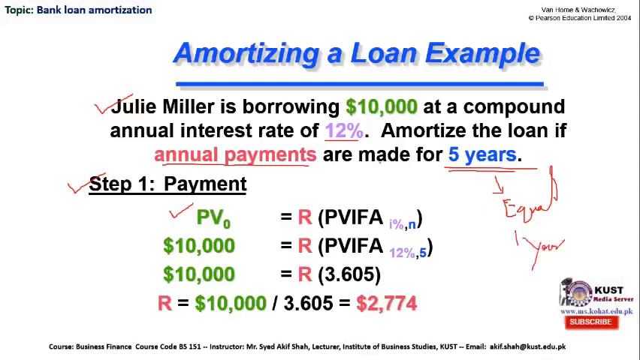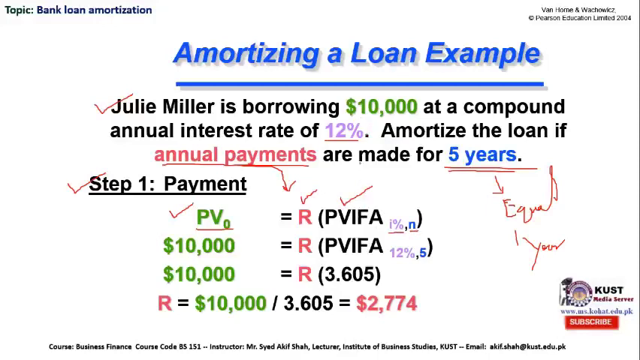So we can consider this scenario as the ordinary annuity case. The general formula to calculate the present value of an ordinary annuity is PV naught is equal to the annual payment or receipt, equidistant in this case, multiplied by the present value interest factor for an ordinary annuity at I compound interest for n number of periods.